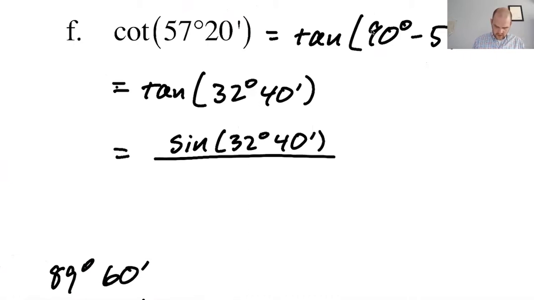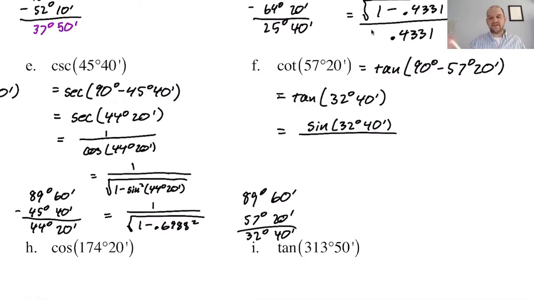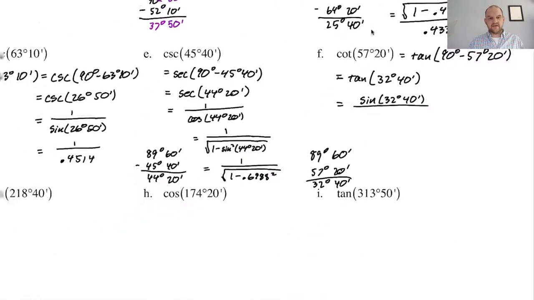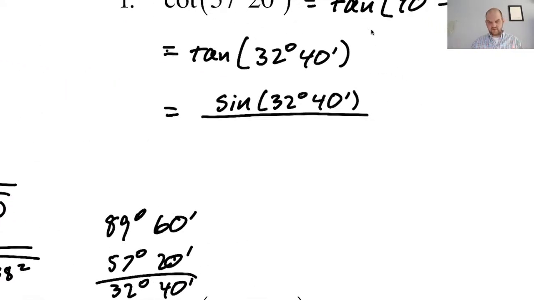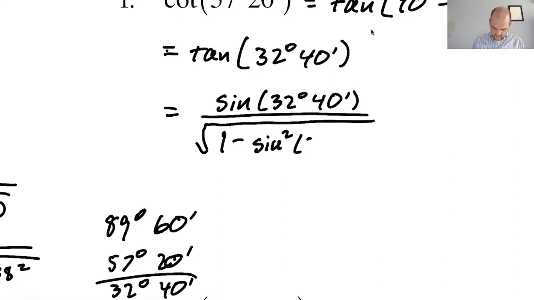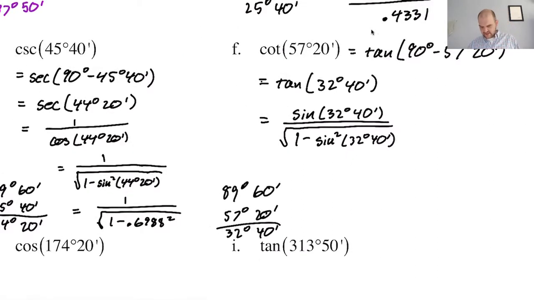over the cosine of 32, 40. Are we at the point where instead of writing cosine, I can just jump? We're really close. I'm going to do it. So instead of the cosine of 32, 40, I'm going to write the square root of 1 minus the sine squared of 32, 40. And then I'm going to go find the value of sine of 32, 40.